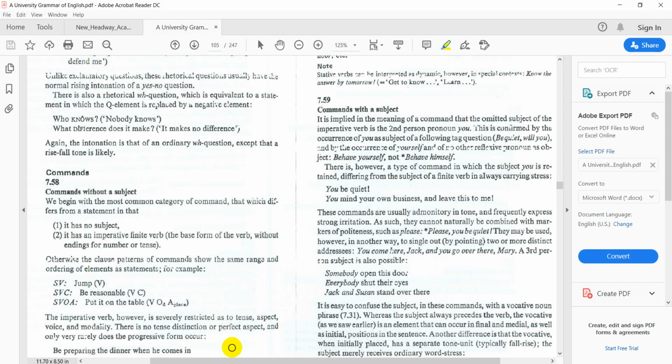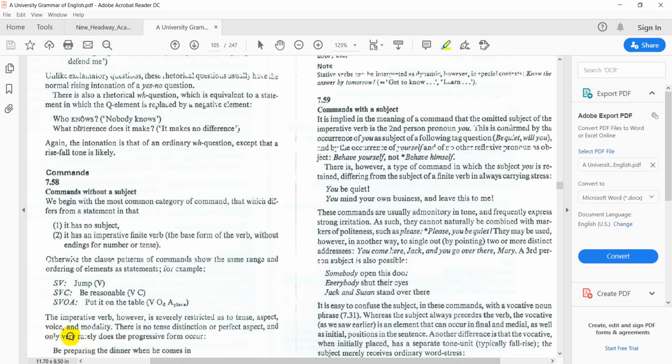The imperative verb, however, is severely restricted as to tense, aspect, voice and modality. It means that there is no tense distinction or perfect aspect. Rarely does it take the progressive form. Progressive form, rarely. And pay attention to this.